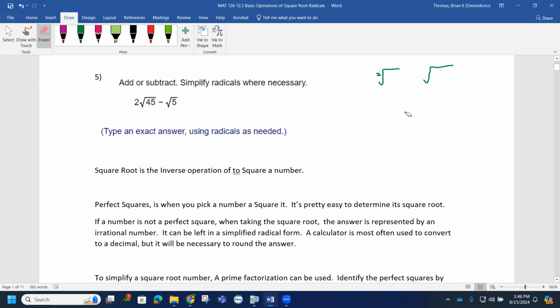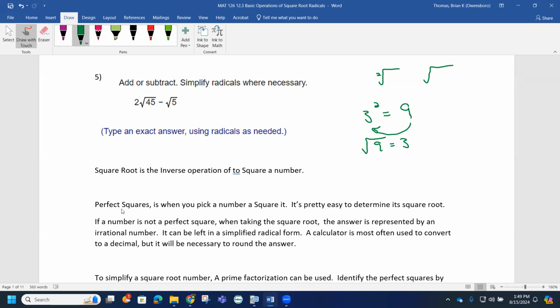So square roots are the inverses of squaring. So notice that square root is the inverse operation to square a number. So like if I give you 3 squared is 9. But if I go the other direction, the inverse of squaring is what's called the square root. So this symbol here is used. The square root of 9 is going to give me back what squared actually gave me the 9, which would be the 3.